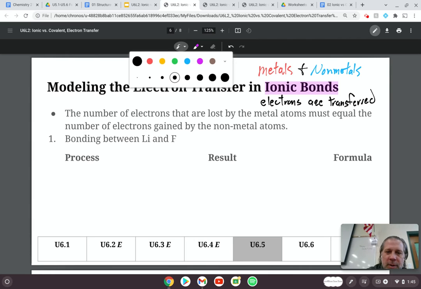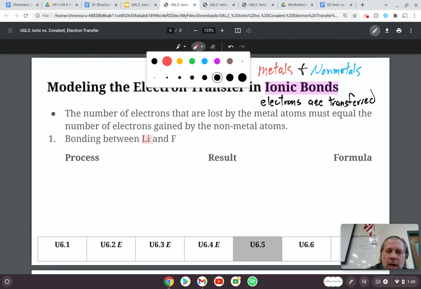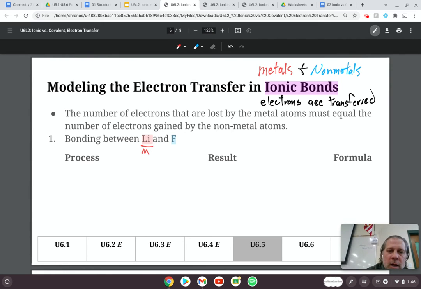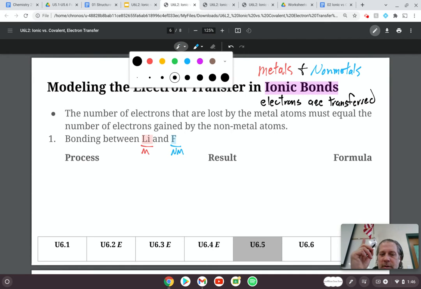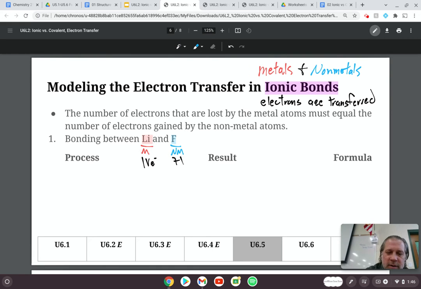Now, the 2 elements that we are going to be looking at today are lithium and fluorine. And so I know that lithium is in the first column, so that makes it a metal. Fluorine is in the 17th column, so that makes it a nonmetal. Because lithium is in the first column, it has 1 valence electron, and fluorine is in the 17th column, so it has 7 valence electrons. Okay, so these are the things that I know for sure.